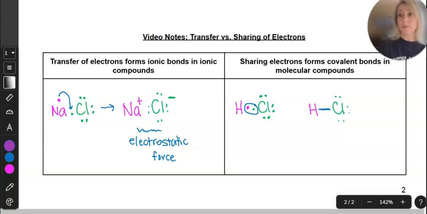So I just wanted to show you the difference between ionic compounds where electrons are transferred from the metal to the nonmetal in order for the two particles to have a full valence shell, and what's actually happening in the formation of molecular compounds, in the formation of covalent bonds. Here you have the sharing of electrons in order to allow for elements to have a full valence shell.